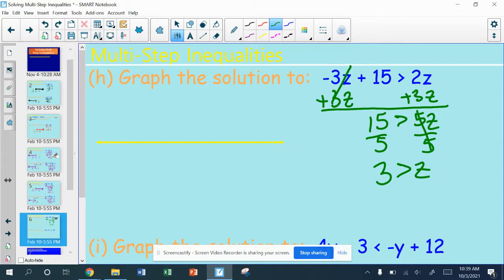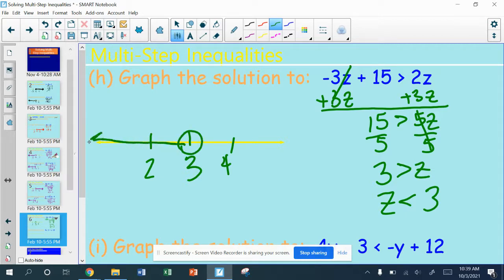However, I do want the z first, so when I do that, it kind of looks like I flipped my sign, but I'm not really just flipping my sign. All right, we're going to have 2, 3, and 4. It's not equal, so it's going to be an open circle, and less than goes to the left.